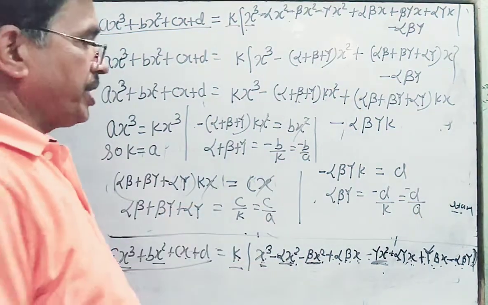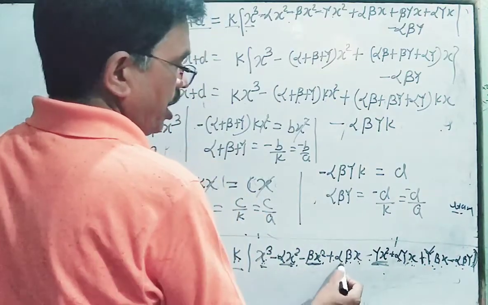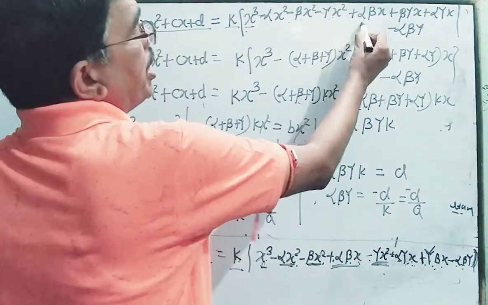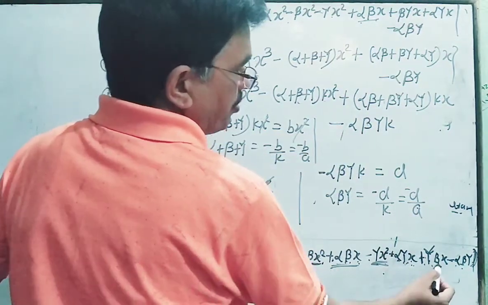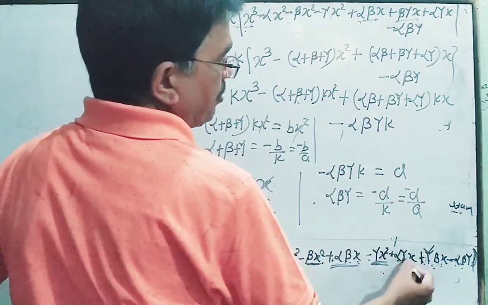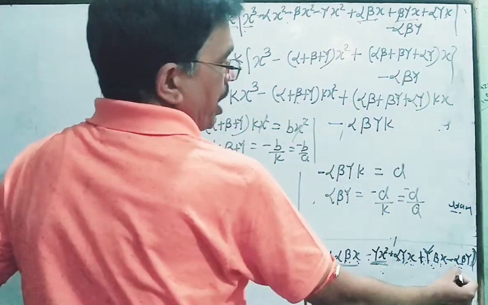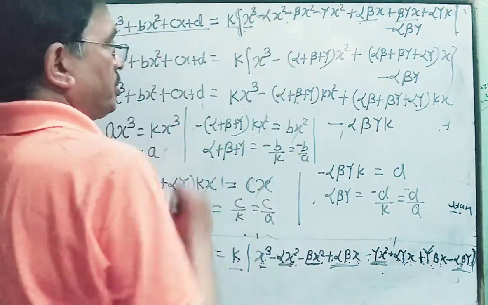Now with x, I write alpha beta x plus beta gamma x, and here is alpha gamma x. I write alpha gamma x, and minus alpha beta gamma. I write minus alpha beta gamma, and close the curly bracket.